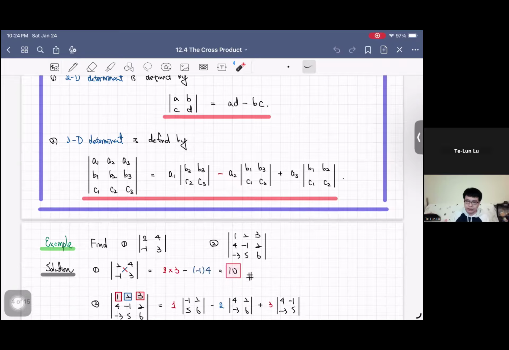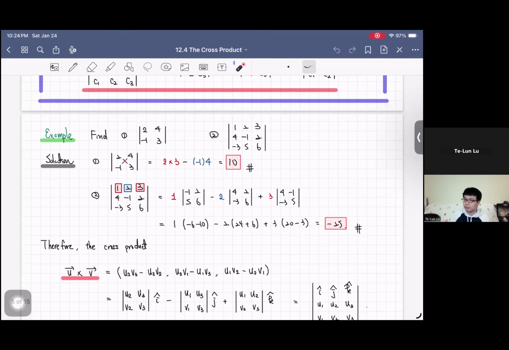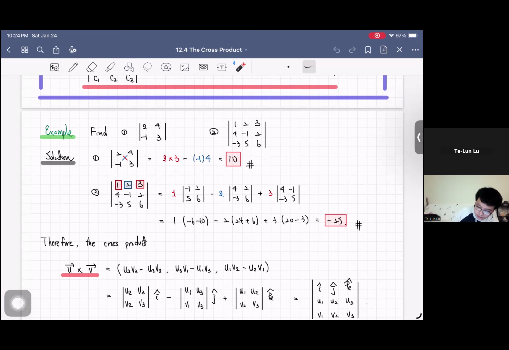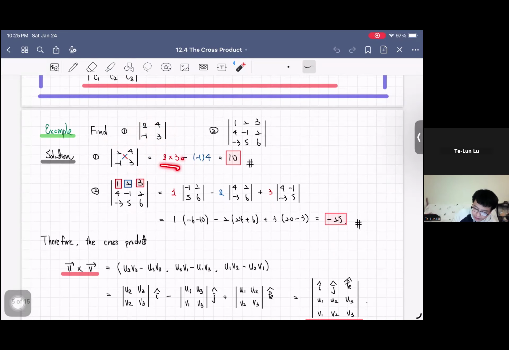Just to emphasize how this works, let us do some examples. First, let's compute this determinant with 2, 4, minus 1, 3. We compute the product of the diagonal terms, 2 times 3, minus the off-diagonal product, which is 4 times minus 1. That gives you 6 plus 4, which is 10.